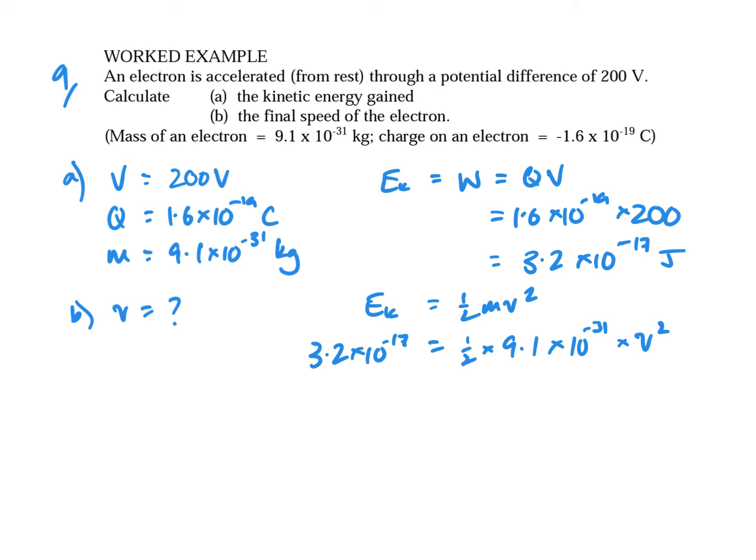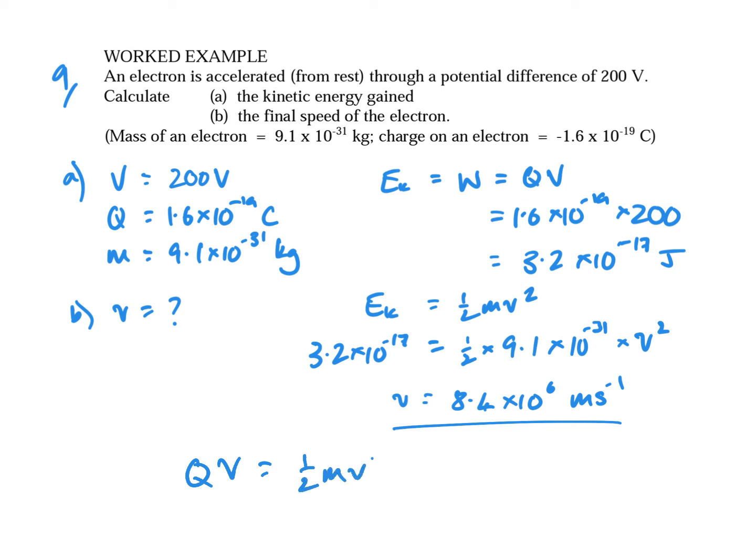And then rearranging that gives you v is 8.4 times 10 to the 6. Remember, if you get bigger than the speed of light there, you've made a mistake. Okay, it's a useful check. And the only other thing I would say is that you sometimes see these two formulas combined into one. So you'll see that written sometimes QV equals a half mv squared, but it just comes from the two separate formulas.